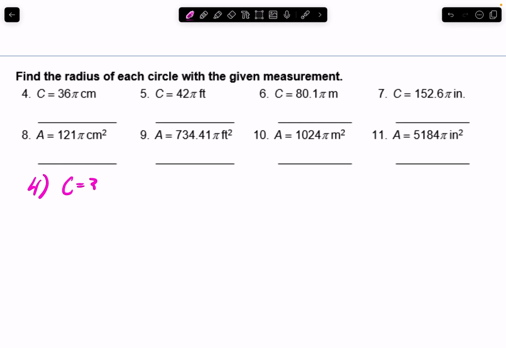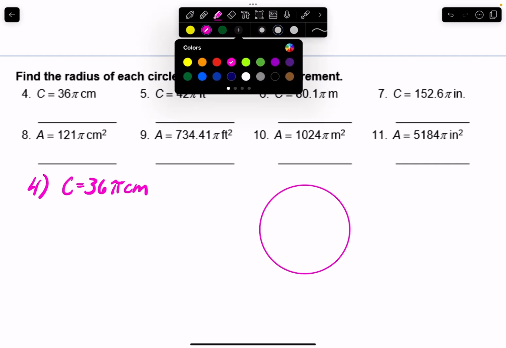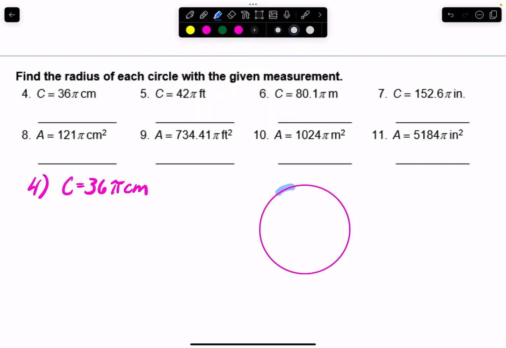Circumference equals 36 pi centimeters. That's a distance. It's centimeters. It's not centimeters squared. It's not cubed. It's just centimeters. It means the distance around a circle. It's like how far it is from here all the way around to here. It's a distance. Okay, that's circumference.